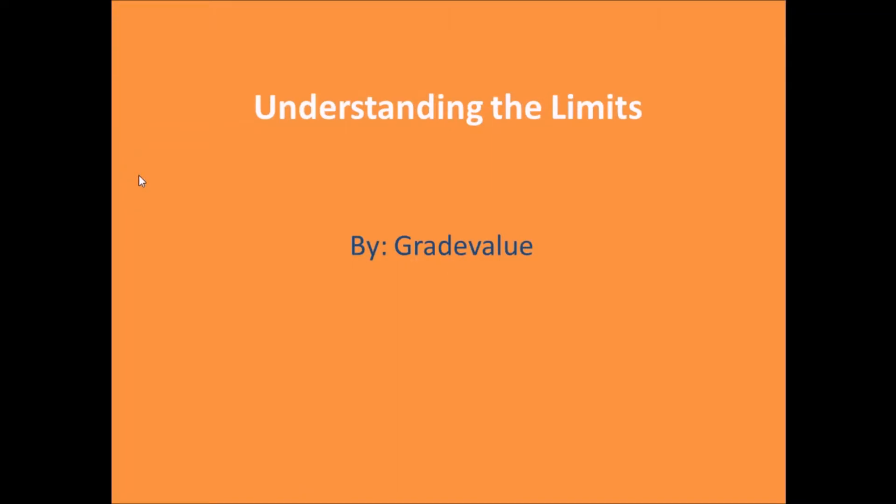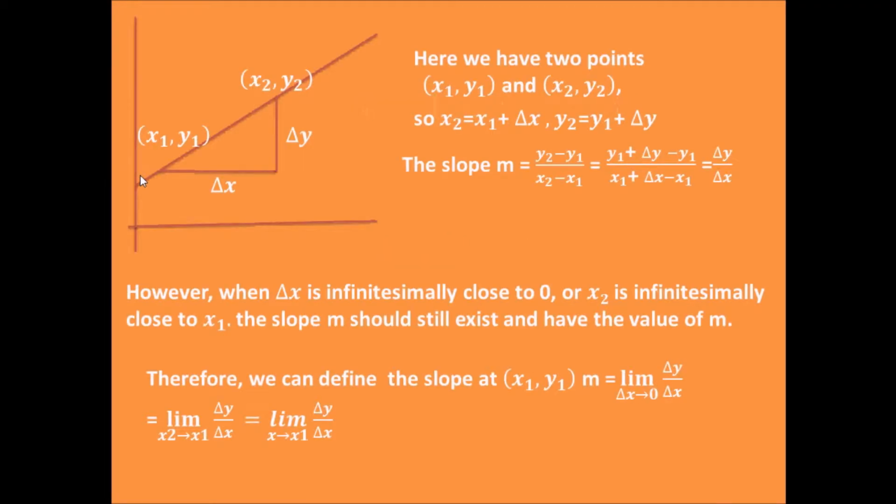Hello everyone. Today I'm going to discuss the concept of limits. Here we have 2 points (x1, y1) and (x2, y2) on the line. So x2 equals x1 plus delta x, y2 equals y1 plus delta y. The line slope m equals (y2 minus y1) divided by (x2 minus x1), which equals delta y divided by delta x. We are very familiar with this definition of a line slope.